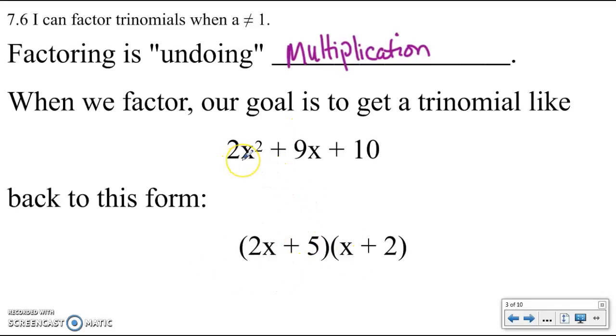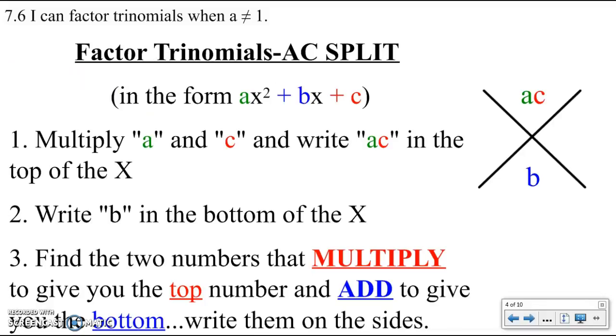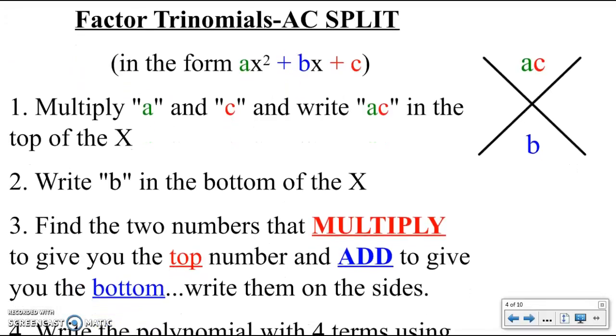So if we could get 2x squared plus 9x plus 10 into the form 2x plus 5 times x plus 2, we would be in pretty good shape. So, steps for doing this. You're going to call this AC split in all of your math classes at BHS. The reason we do that is because we need to remember to multiply a and c for the top of our x, and we need to remember to split it into 4 terms.